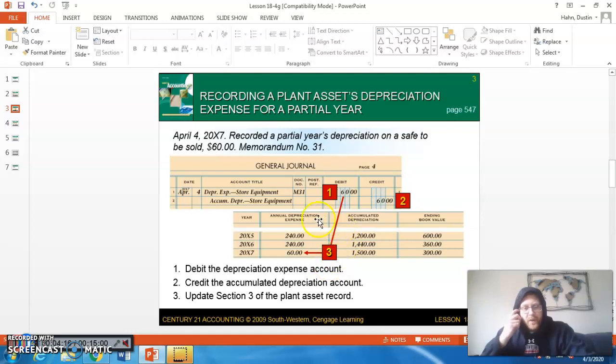You just have to look to see when you got rid of that asset, how many months you actually used it for. So you're not depreciating it for 240, since you only had it for 3 months.